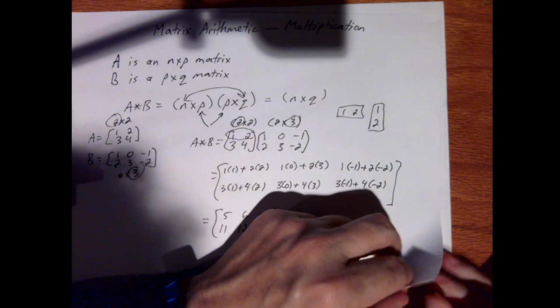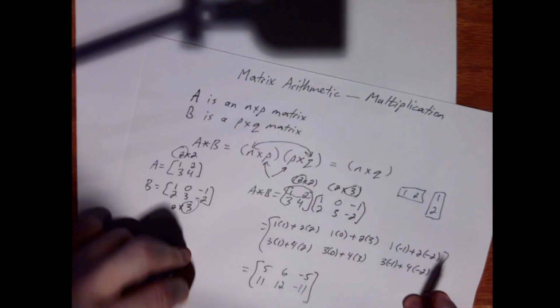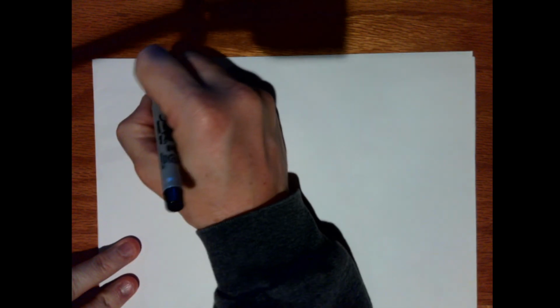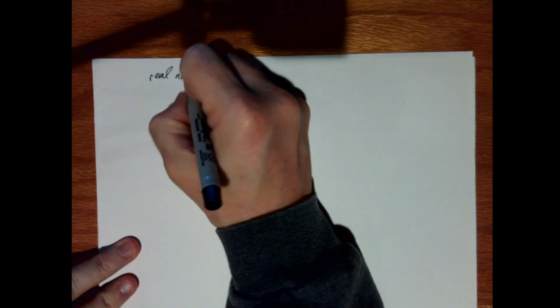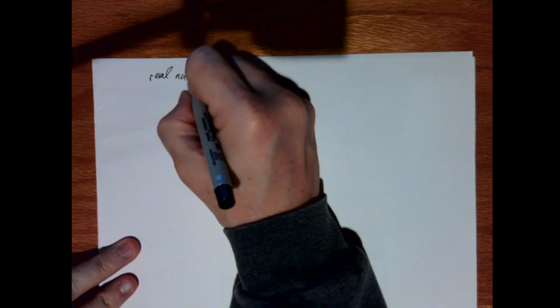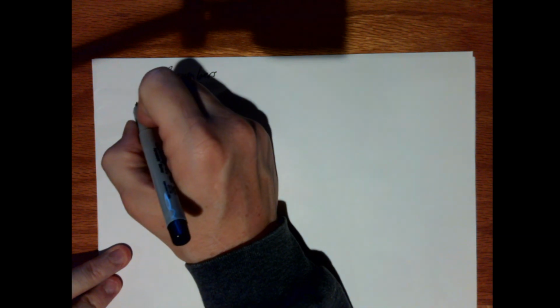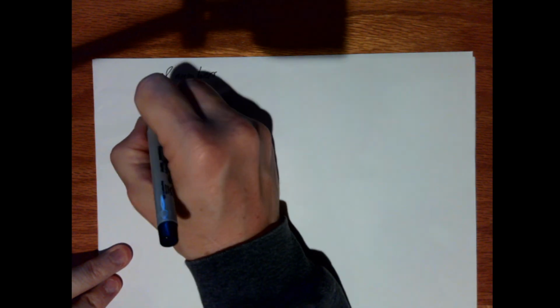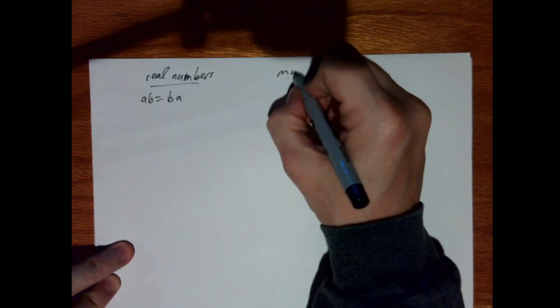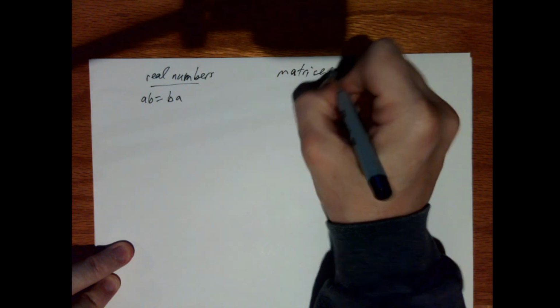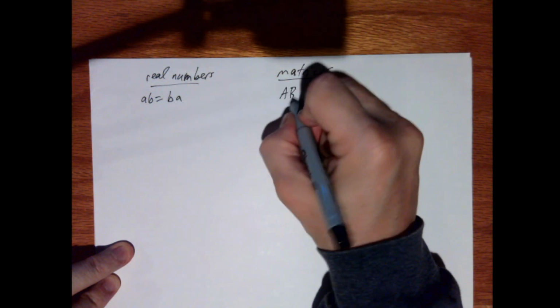So let's talk about the rules for real numbers and how they relate to matrices. Okay? So we know that for real numbers, we have commutativity, that is A times B is equal to B times A. For matrices, in general, AB does not equal BA.